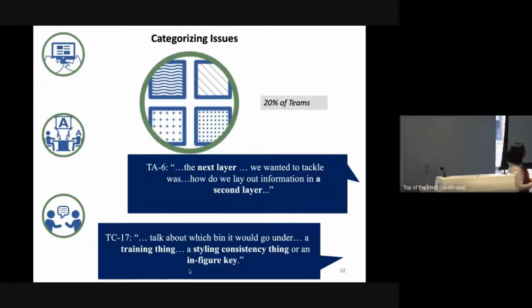Another team was looking at labeling them into bins. So this will all be fixed with how we train, how to make the training. Some of them are styling consistency or maybe in figure key. This is basically looking at prioritizing and categorizing the issues found so you can fix them.